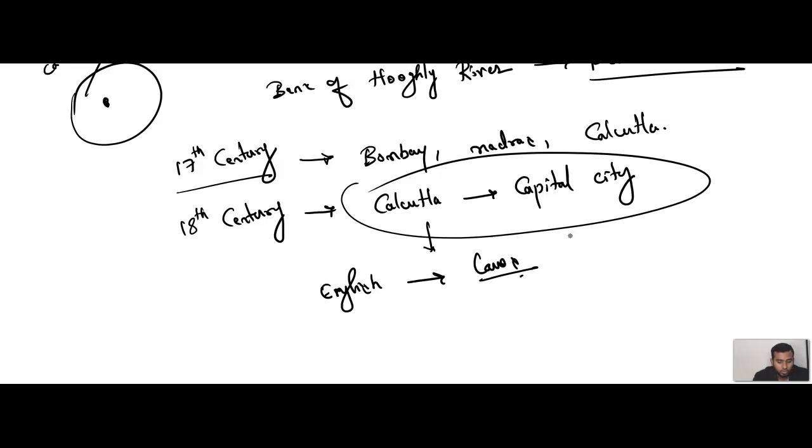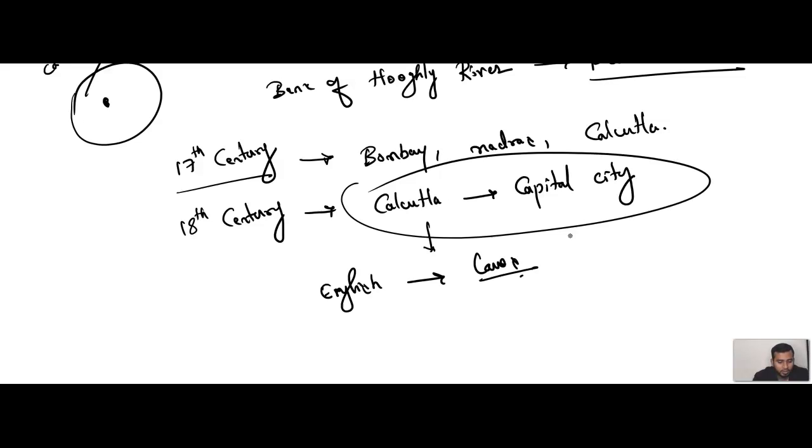Take down the question first. Who arrived at the court of Jahangir as a royal ambassador from the court of James I? Next question. Why did Sir Thomas Roe come to the court of Jahangir? Next question. Write the places where the English established their factories.